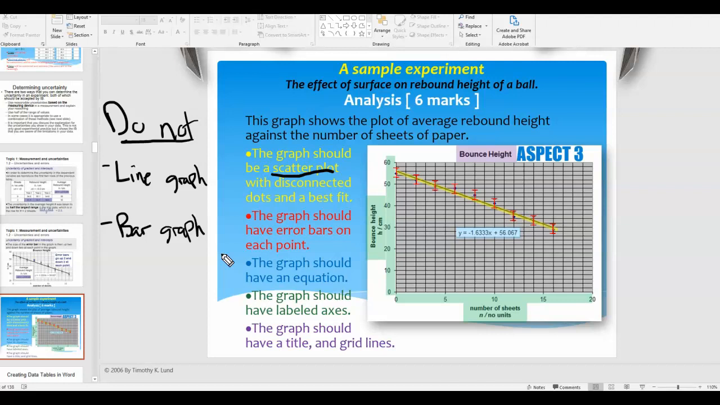Make sure there are error bars. Make sure that the graph is labeled. It has a title, etc. This is basically what your graph should look like.